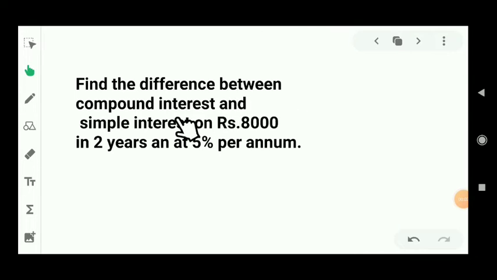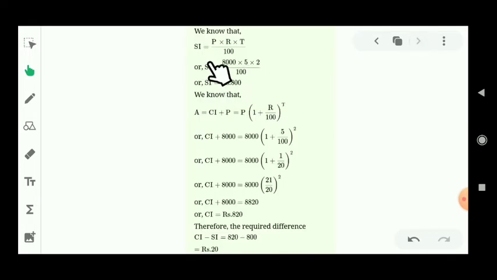Find the difference between compound interest and simple interest on rupees 8000 in 2 years at the rate of 5% per annum. Student, for this question, firstly we have to find out the simple interest, then we have to find out the compound interest, and then we have to subtract them. Let's see the solution. As you know, for the simple interest, the formula will be P multiply R multiply T upon 100. So the principal value is 8000, the rate value is 5, and the time value is 2. When we solve it, the simple interest value will be 800.